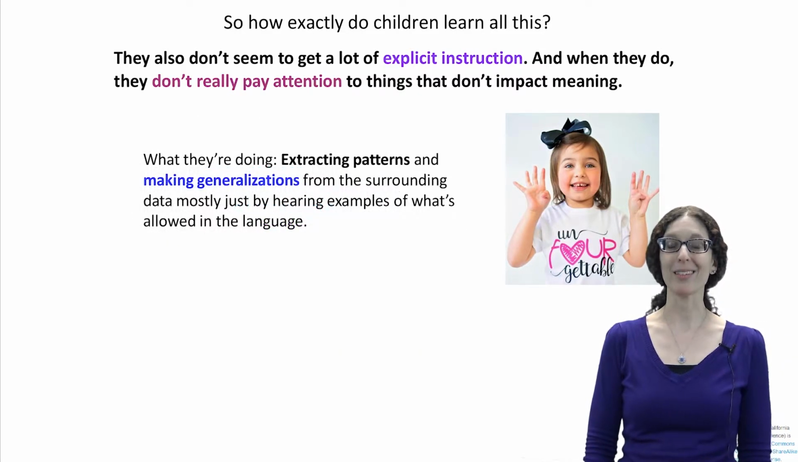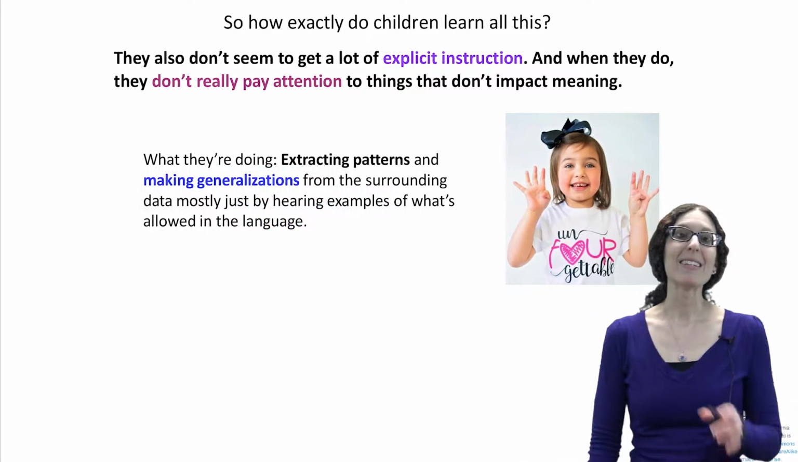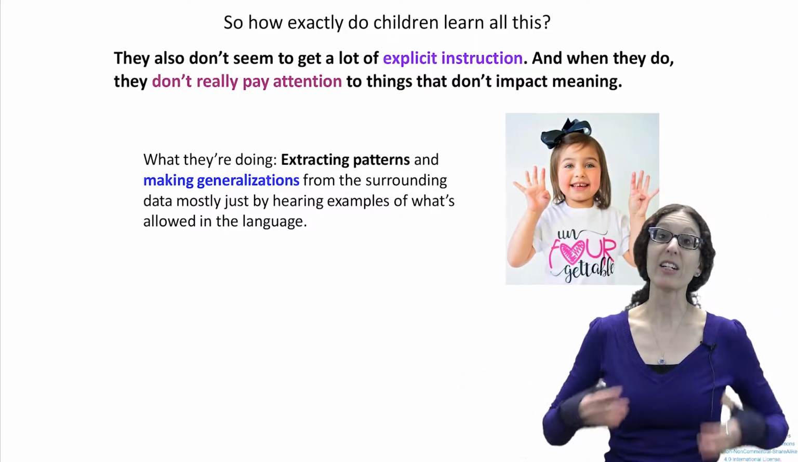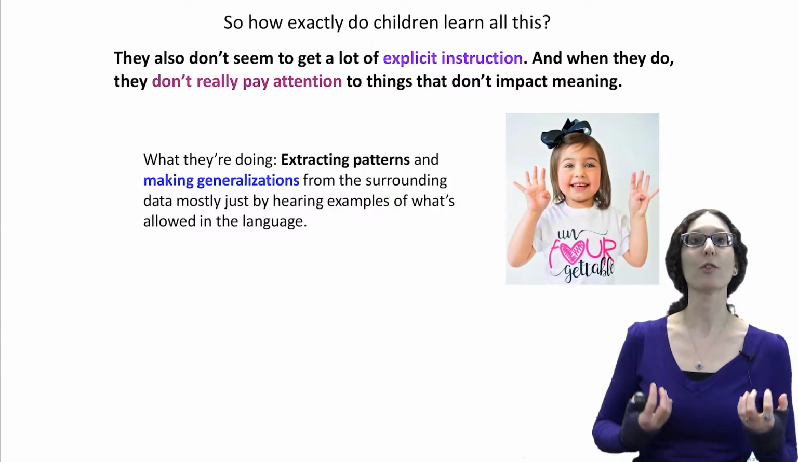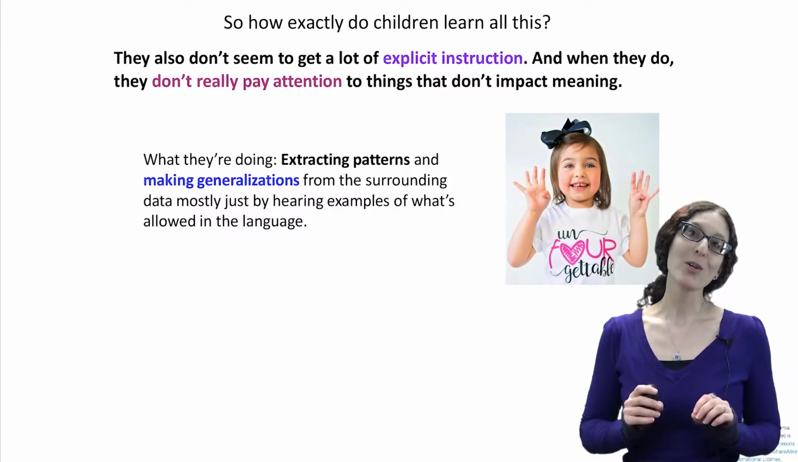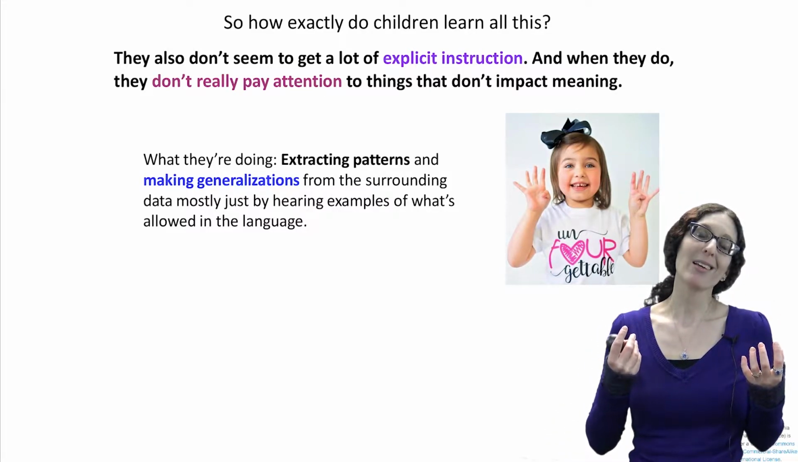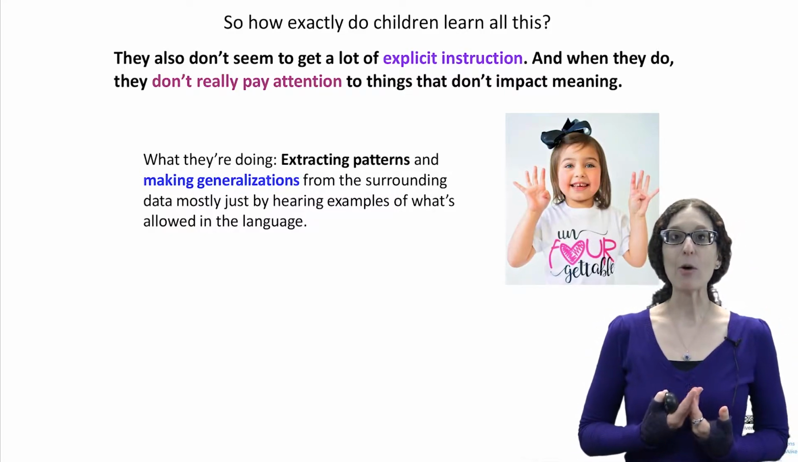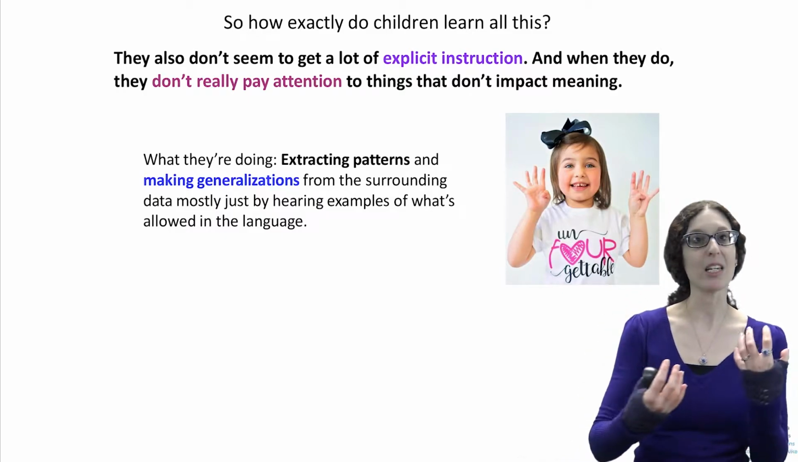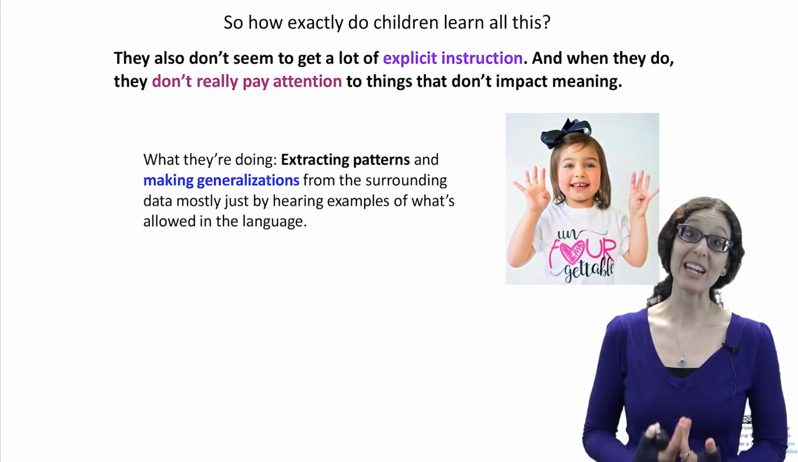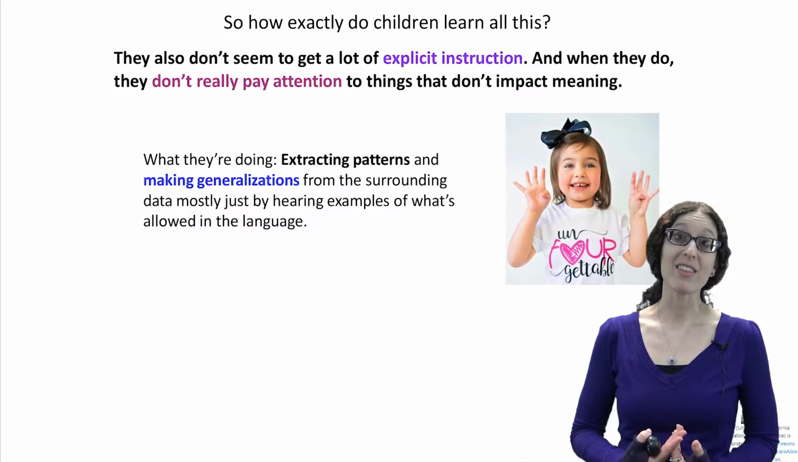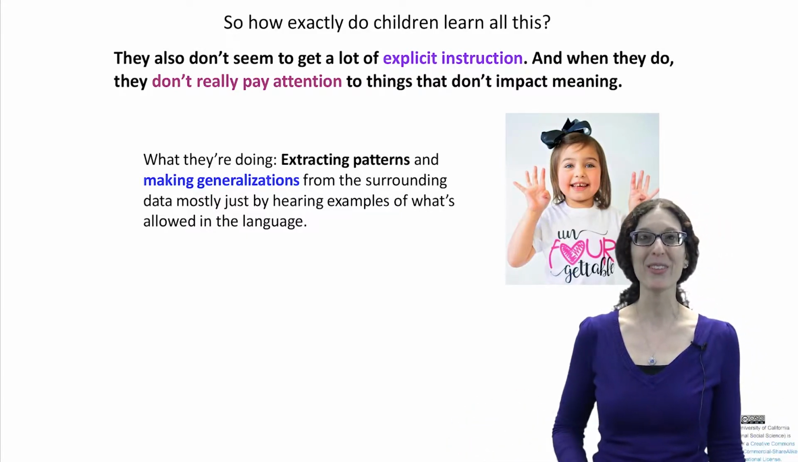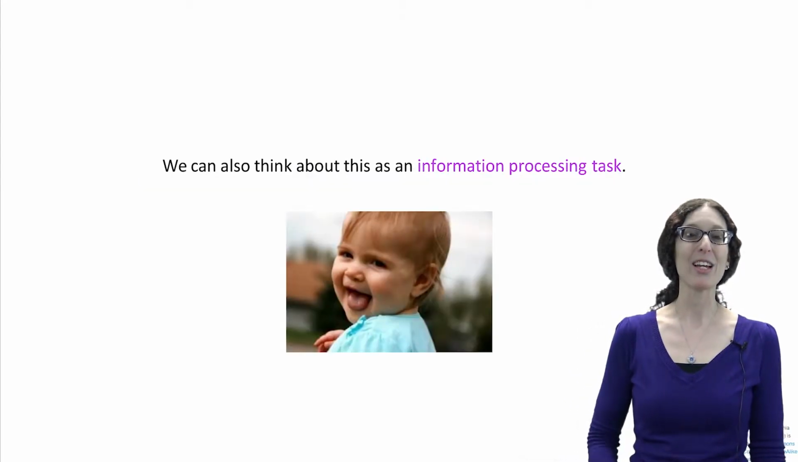So how do they do it? Well, what we think they're doing is extracting patterns and making generalizations from the surrounding data in an unsupervised fashion without this kind of correction. And so what they're doing is doing this generalization process just by hearing lots of different examples of what's allowed in the language by native speakers speaking to them and basically giving them lots of data about what is in this language, right? And from that, they figure out all the rules and all the system of their native language.